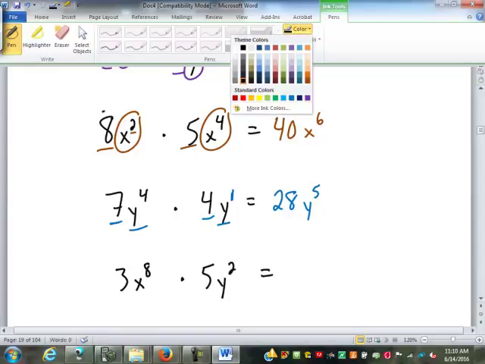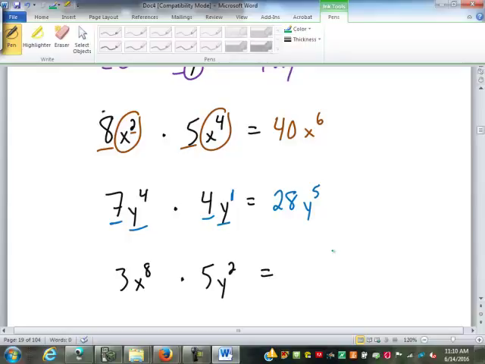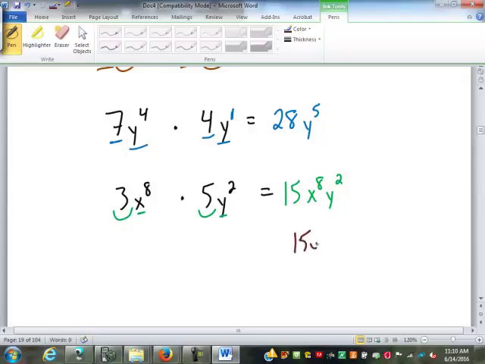How do we handle this? 3x to the 8th times 5y squared. Combine the counts. 3 times 5 is 15. Can we combine the 8 and the 2? No, they have to have the same bases, right? But we still can multiply them. X to the 8th times y squared is x to the 8th y squared. Doesn't matter whether I call that 15x to the 8th y squared or 15y squared x to the 8th. Does it make a difference? Technically, no. Makes no difference.